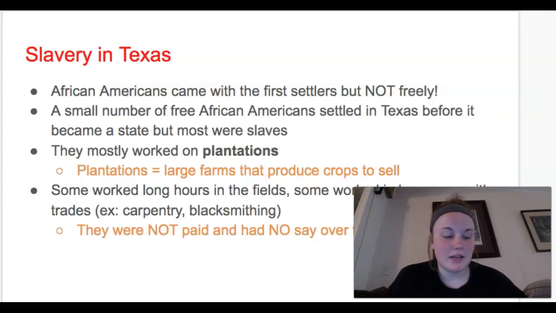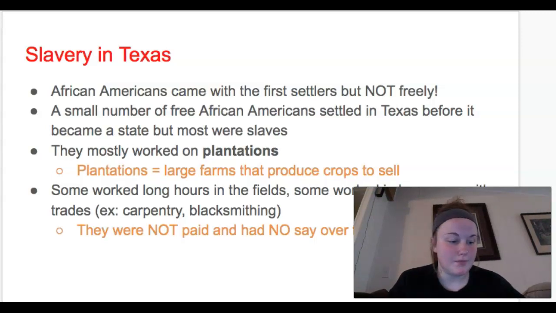African Americans had come to Texas with the first settlers, but they did not come freely. Planters from the South brought them as slaves. As slaves, African Americans worked for people who bought and sold them like property. A small number of free African Americans had settled in Texas before it became a state, but most African Americans in Texas were slaves. Their labor helped to build the state.